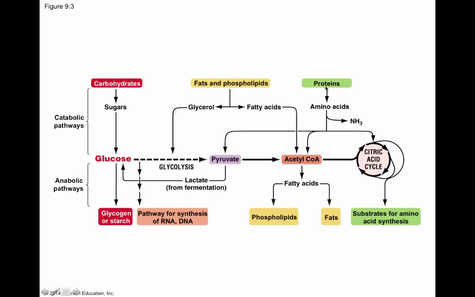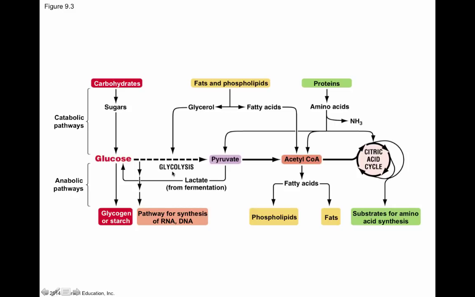The protein component of your steak, the various amino acids, depending on what they are, some are converted to pyruvate, others converted to components like acetyl-CoA, or other various components that can feed into the citric acid cycle. So, carbohydrates, fats and phospholipids, and proteins all can feed in and fuel ATP production.